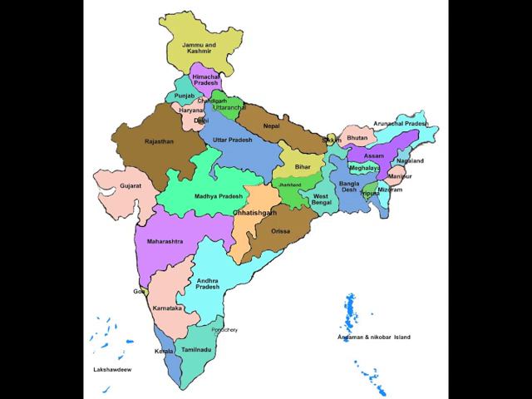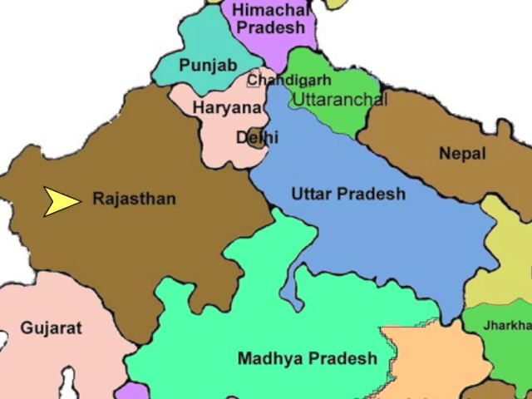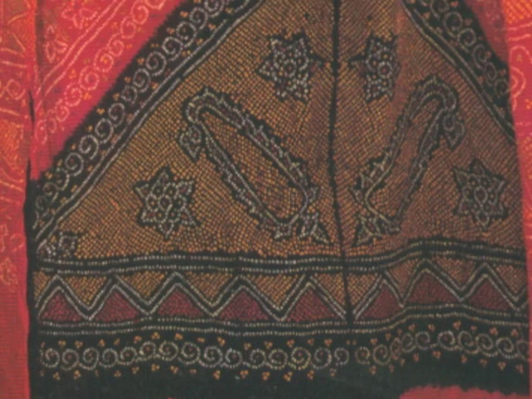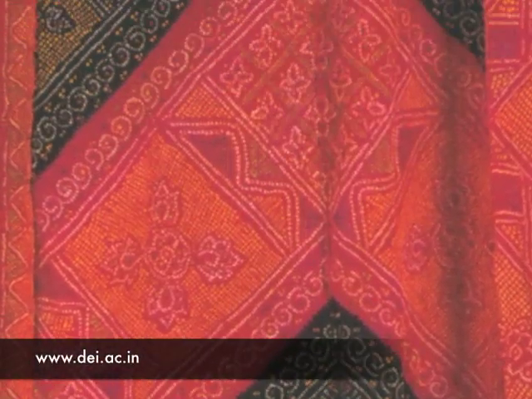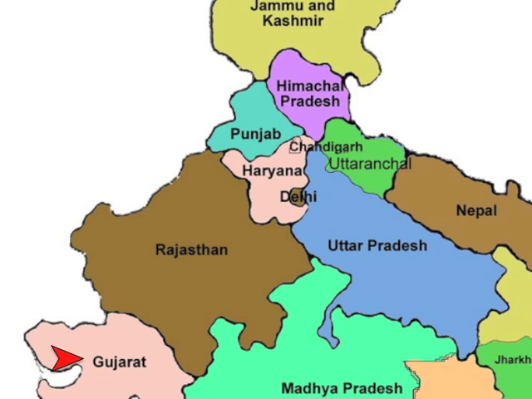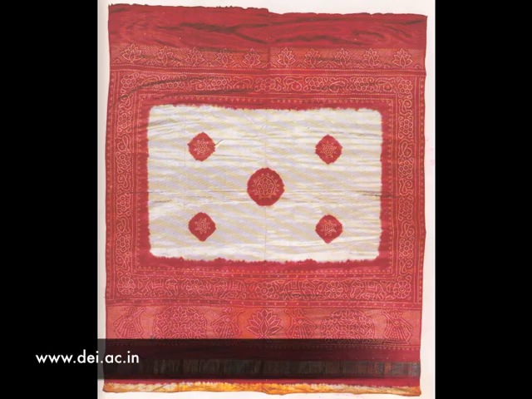In India, the craft is extremely famous in Rajasthan, especially in the city of Jaipur, where tie and dye is done on the fabric. Besides that, it is also famous in Gujarat, where the fabric is resisted or tie-dyed.